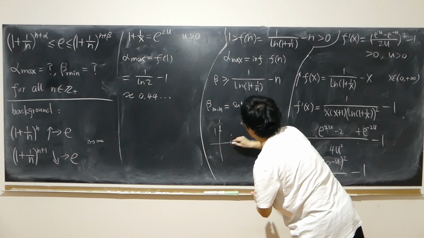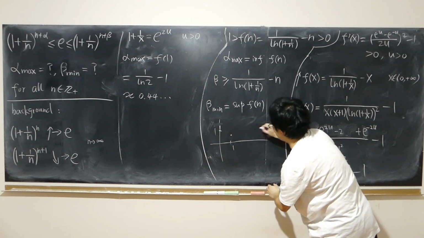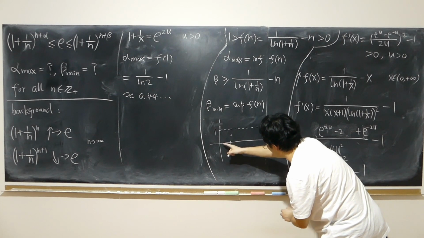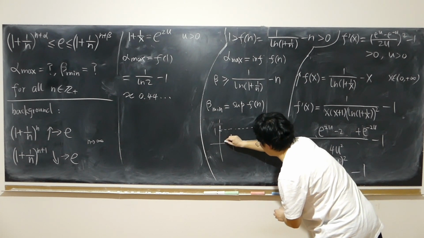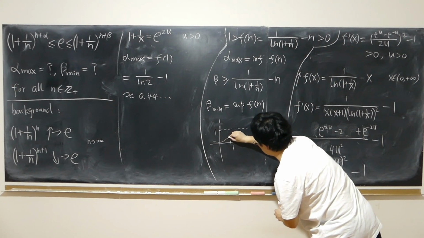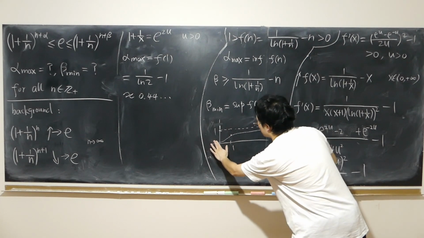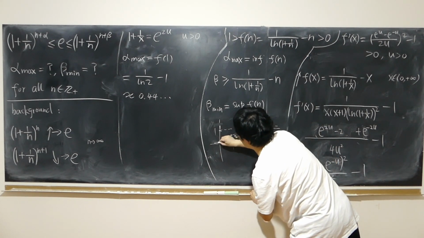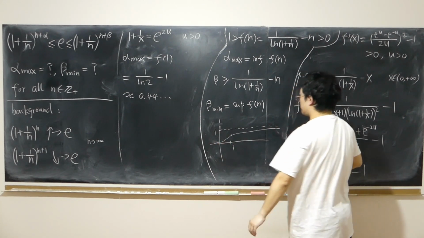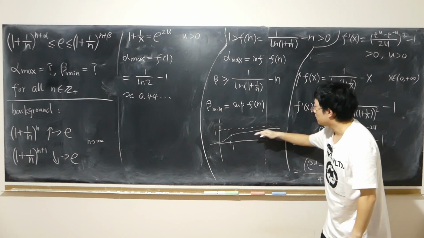Perhaps here's 1. There's also 1. f of 1 is here. Increasing, bounded above by 1, bounded below by 0, right? Perhaps it looks something like this. I don't know. Maybe like this, right? So here, bounded below, increasing, like this. So, what's its supremum?